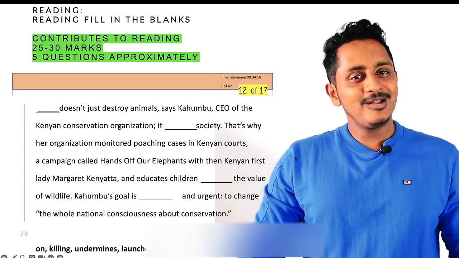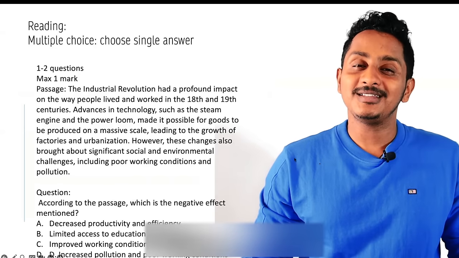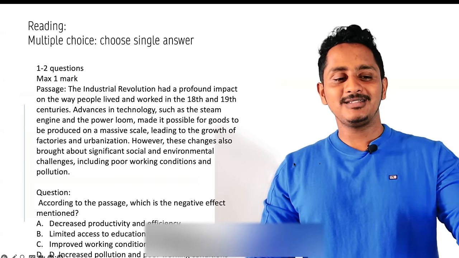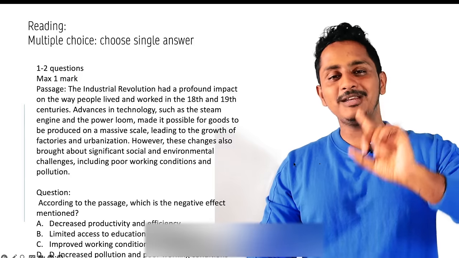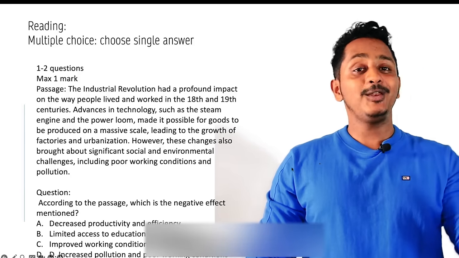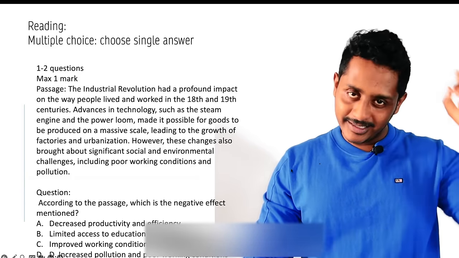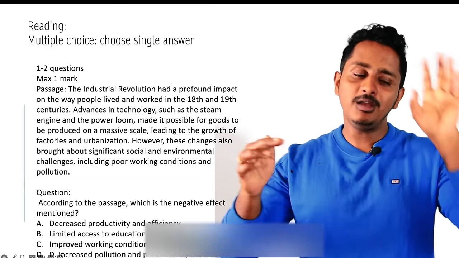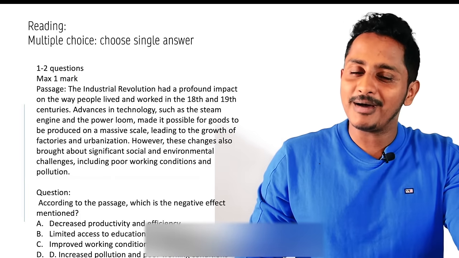And then the last module is choose single answer. Same as choose multiple answer, a paragraph will be given with one question, but here you are supposed to select only one. There you can select two, but don't. There select one, here also select one and move on. Dummy module is not going to give you any mark.